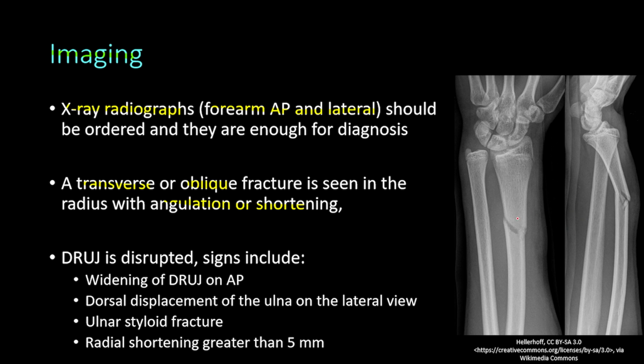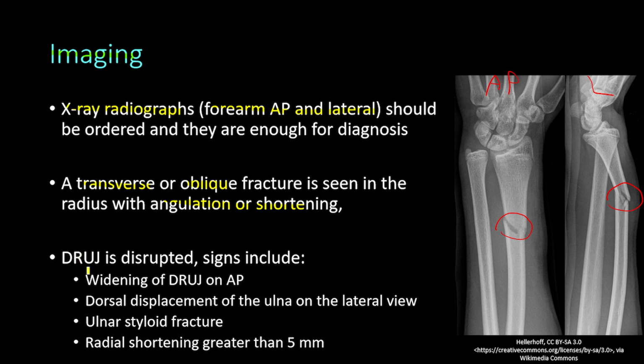As you can see in this picture here, we have an AP and a lateral forearm x-ray, and we can see that we have a radius fracture here, and it is also obvious on the lateral view. We can see that the fracture is an oblique fracture and it is angulated. We can see that the apex of the angle is pointing posteriorly.